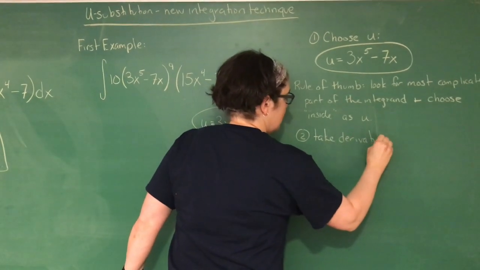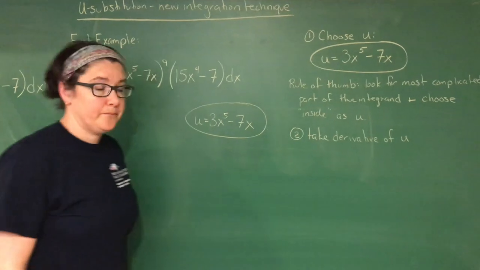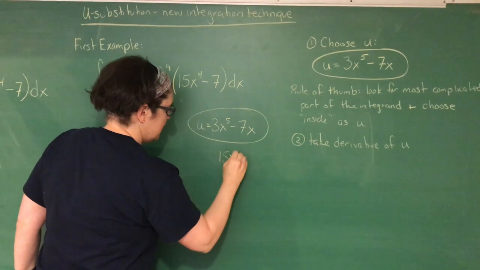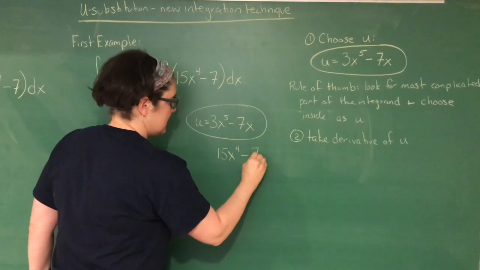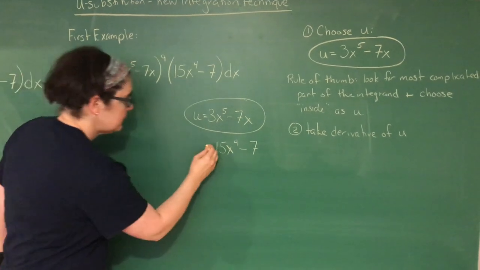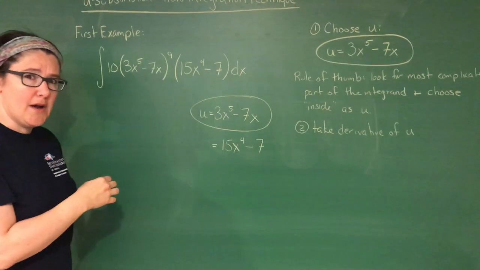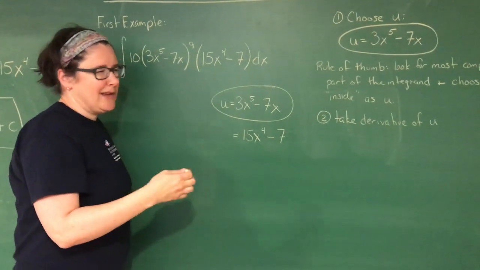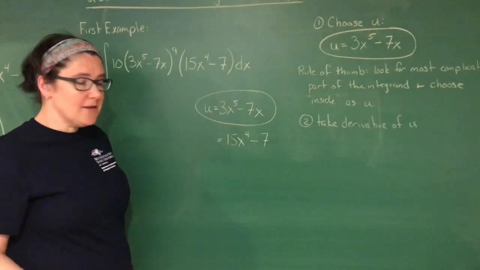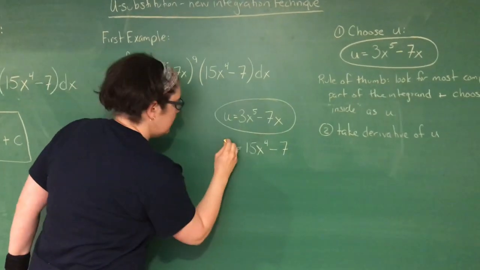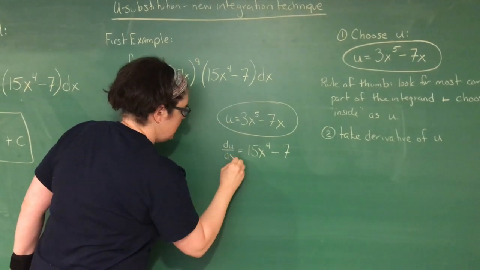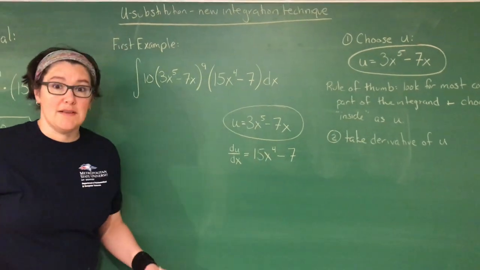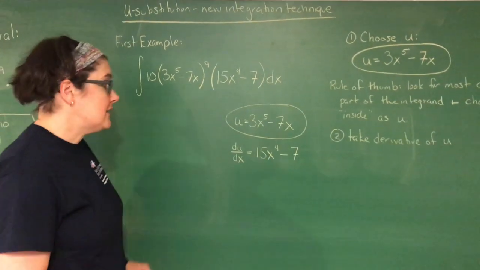Step 2 is to take the derivative of U. So the derivative of 3x^5 is 15x^4, and then the derivative of 7x is 7. So I have 15x^4 - 7. I can call this U prime, but I'm going to choose to use that Leibniz notation that we talked about. When we talked about Leibniz notation, it was dy over dx. Because this is U, this will be du over dx. So our derivative, du over dx, is 15x^4 - 7. Okay, so that is step 2.